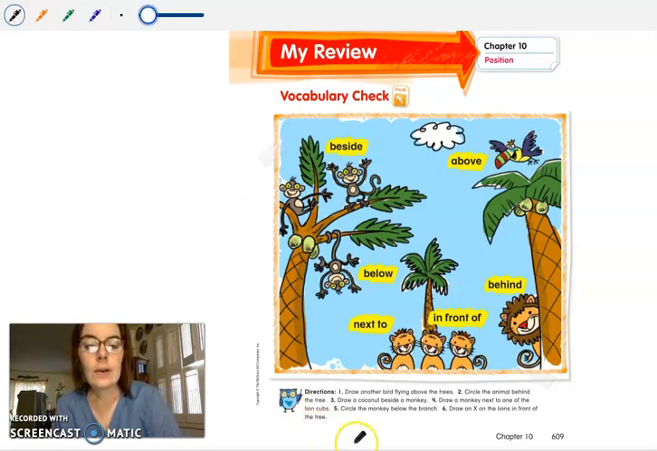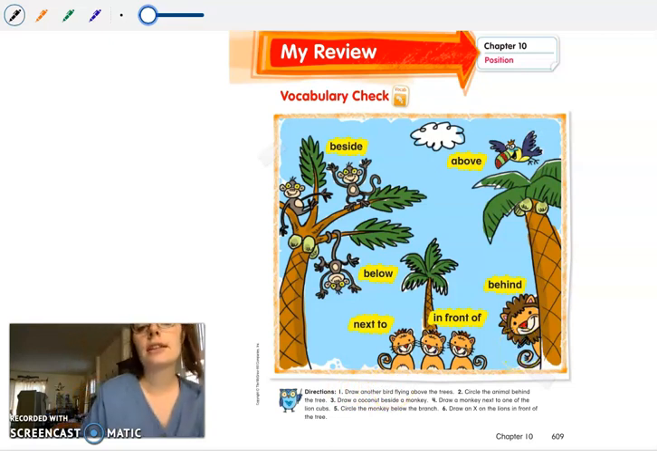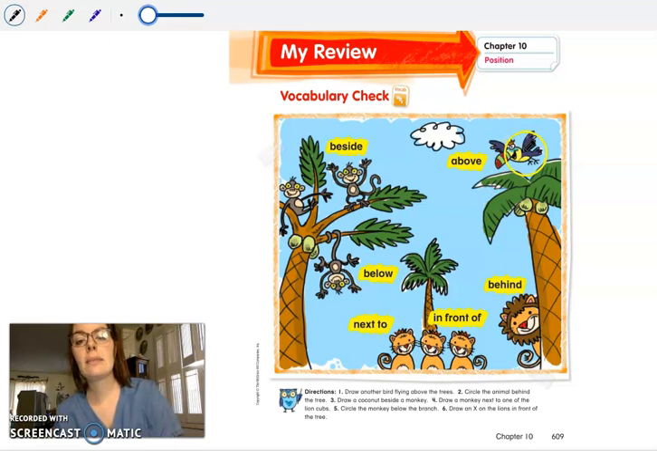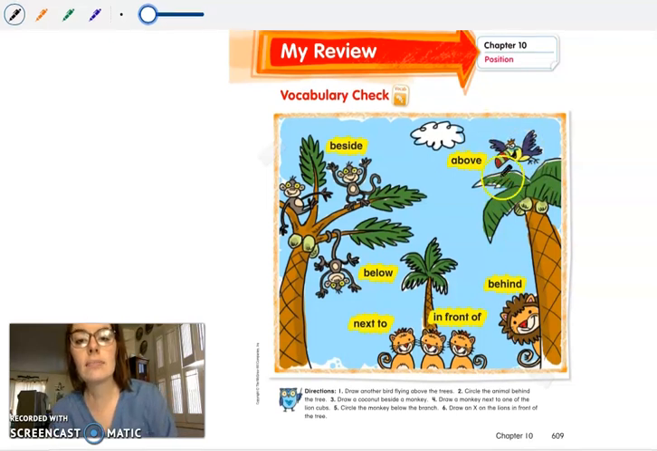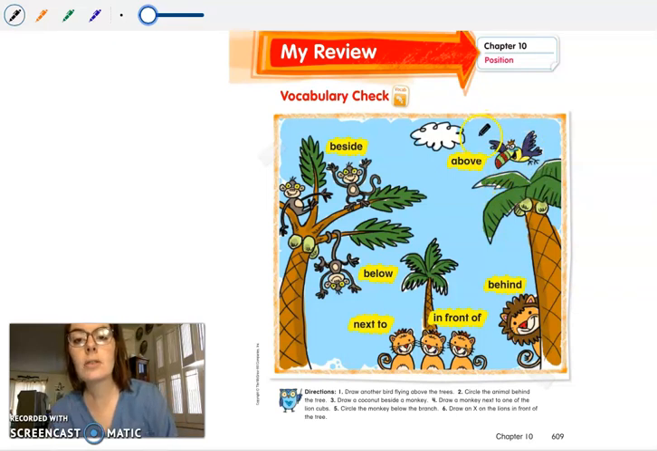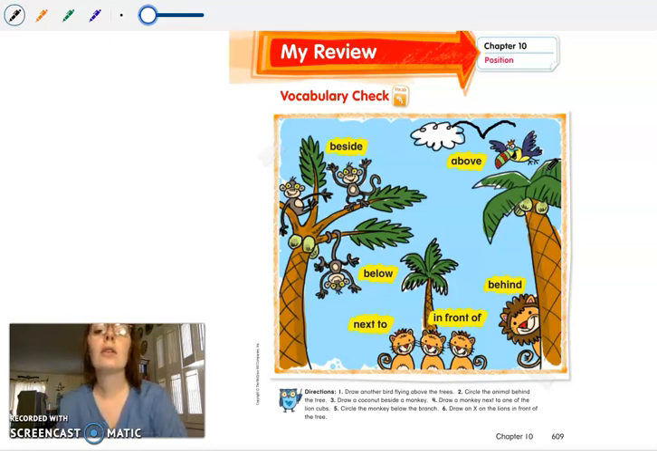All right, so for number 1, we are going to draw another bird flying above the trees. So we're going to look. I see a bird up here, and it is above the trees. So I am just going to do a very simple little drawing like this. 1 swoop, 2 swoops. We're going to call that a bird. Okay, so we're going to draw another bird flying above the trees.